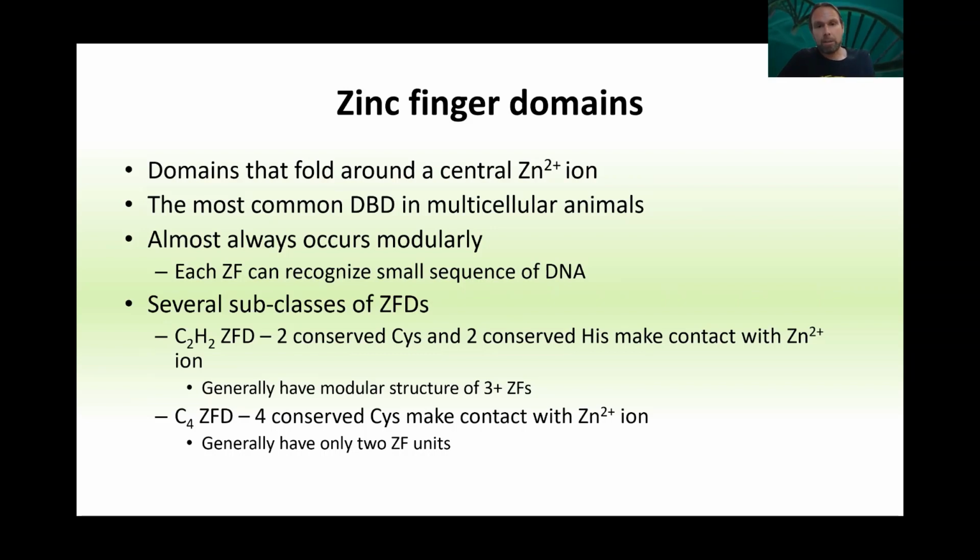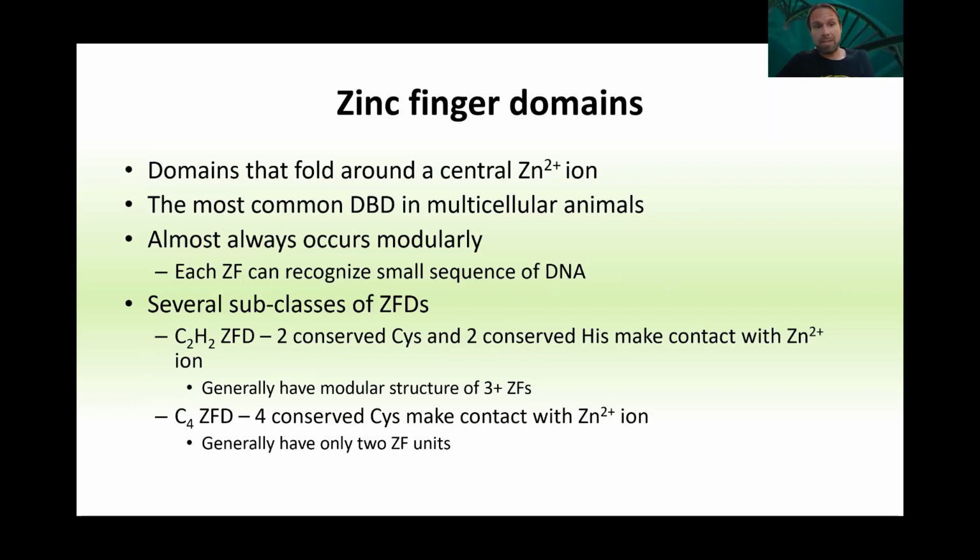And each finger can recognize a particular DNA sequence. So one finger can recognize GG, and this finger can recognize CG, and this finger can recognize CC. So all together it recognizes a sequence that goes GG, CG, CC. So these are very modular in nature. There's a couple of different classes of zinc finger domains, but it's more detailed than you really need to know for the sake of this class.